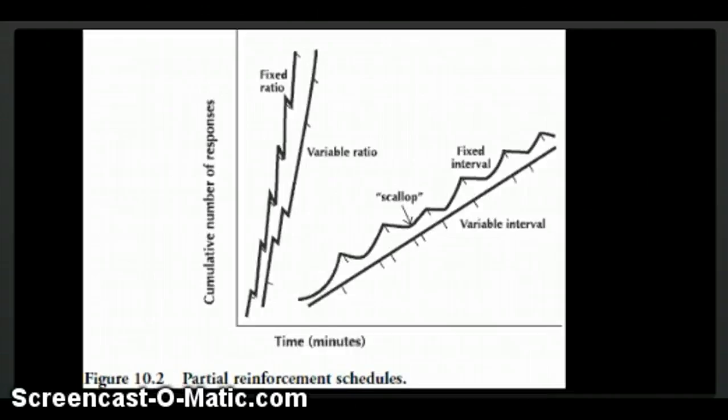Fixed ratio responses were at a high rate. A variable ratio was also at a high rate, but not as high as the fixed ratio. But the fixed interval schedules had a steady rate of response, and the variable interval schedules produce slow, steady responses. Hope you learned a lot about reinforcement schedules.